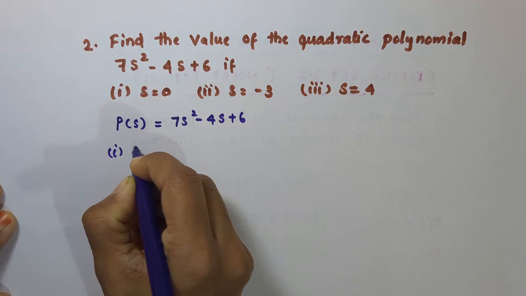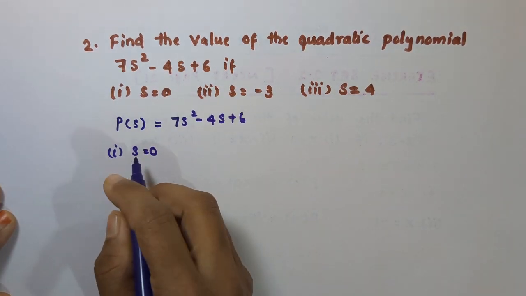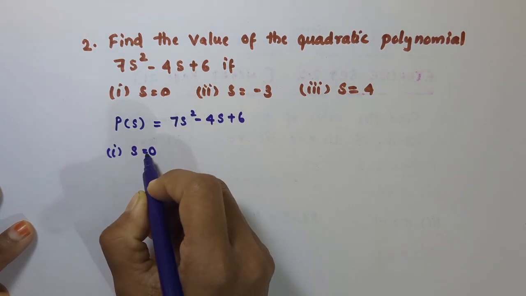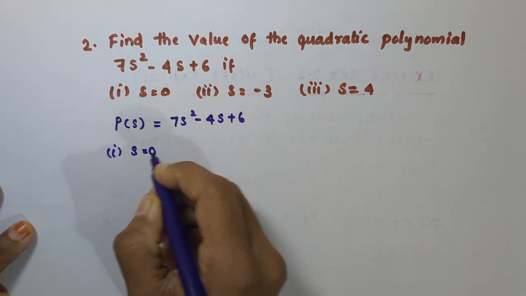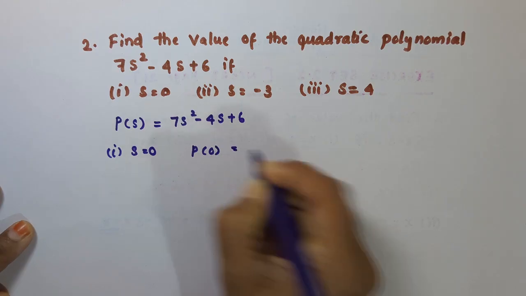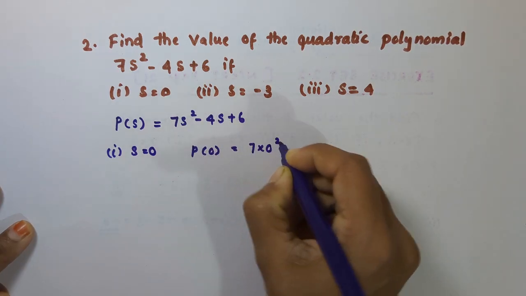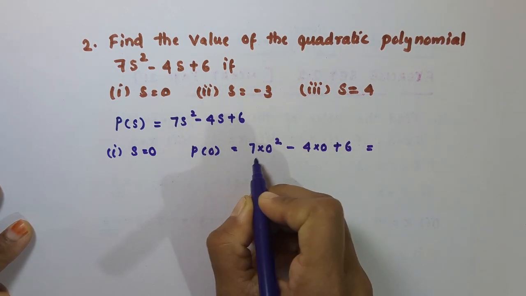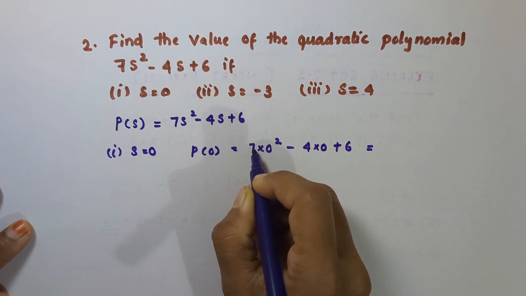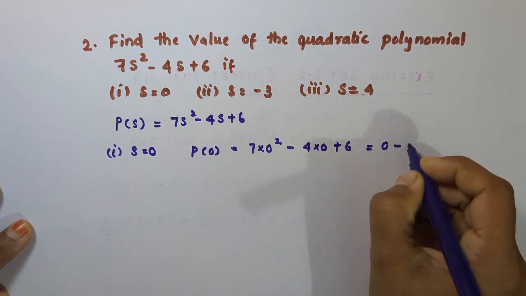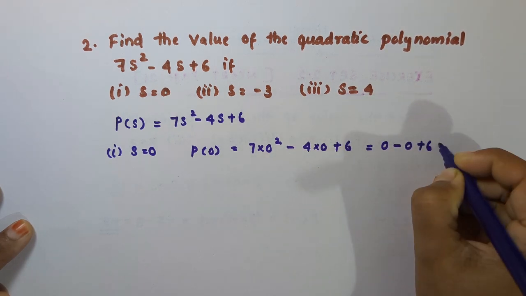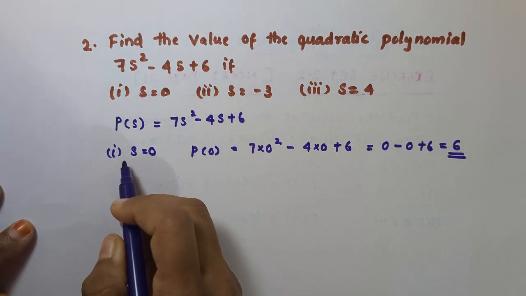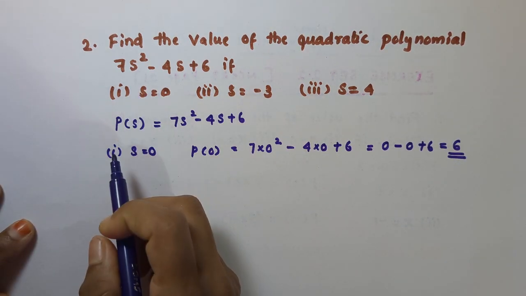So the first one, when s is equal to 0, what is the value of p of s? So you see, when s is equal to 0, wherever we are having s, we want to substitute that s as 0. Okay, so we can write it as p of 0 equals 7 into 0 square minus 4 into 0 plus 6. Which is equal to 7 into 0 square. 0 square is 0. 7 into 0 is 0, minus 4 into 0 is 0. 0 minus 0 is 0. 0 plus 6 is 6. Okay. So when s is equal to 0, the value of this polynomial is 6.